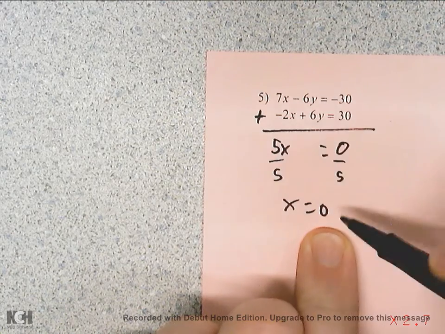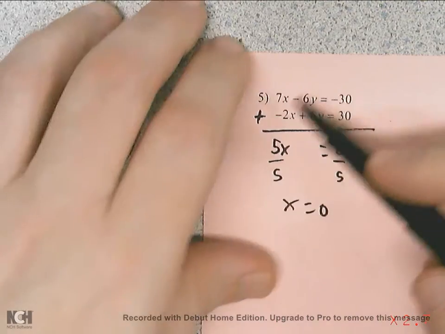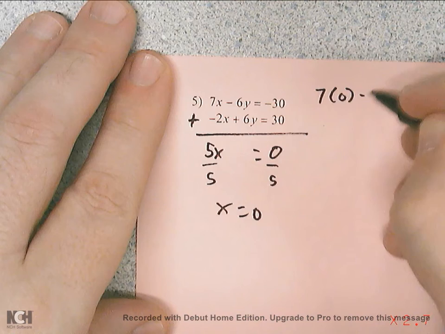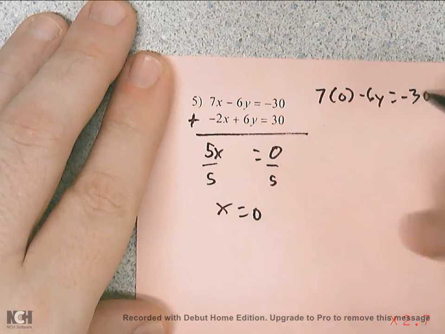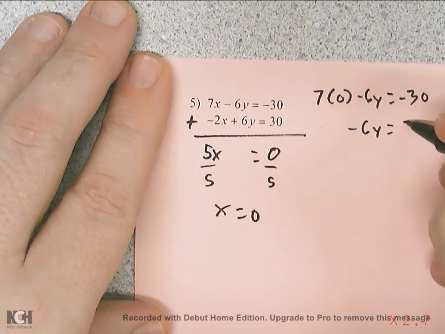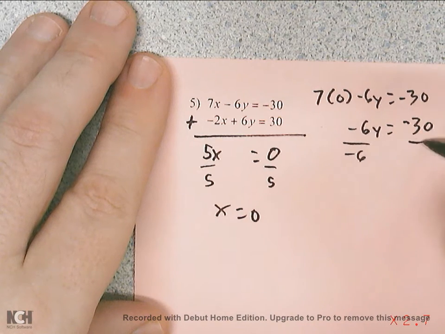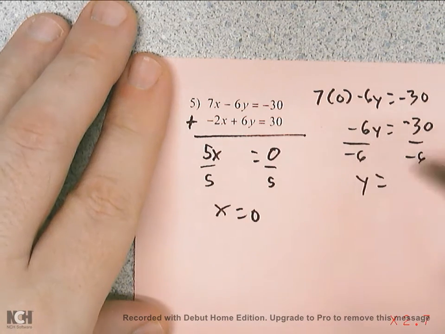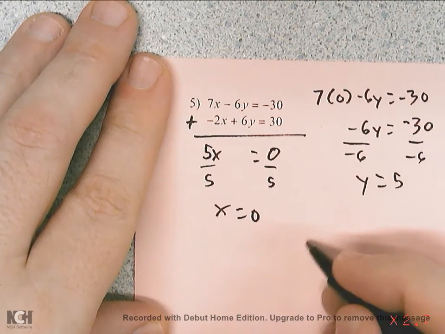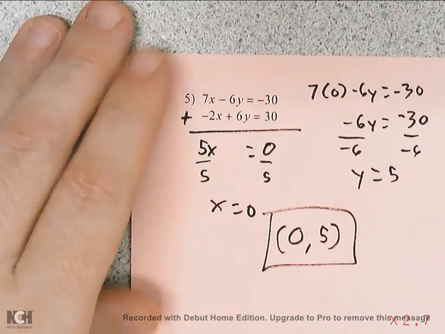To get the y coordinate, I would just plug it into one of these equations. Doesn't matter which one. Let's do this top equation. So I'm going to replace that x with 0. So 7 times 0 minus 6y equals negative 30. 7 times 0 is 0. So I'm left with negative 6y equals negative 30. Okay, then I would divide by negative 6, and y is going to equal positive 5. So my final solution, the ordered pair to the point where these two lines intersect, would be (0, 5). And that would be my answer.